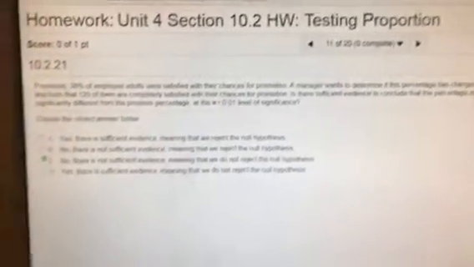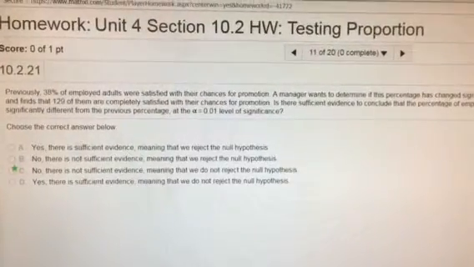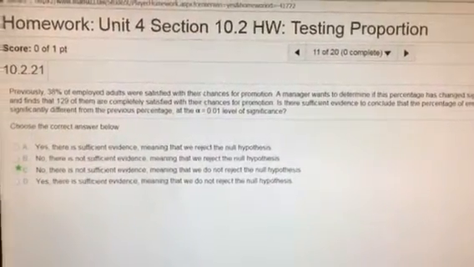Hello class, I'm going to go over some problems with hypothesis testing. The first one I want to go over is problem number 11 in your homework in 10.2.